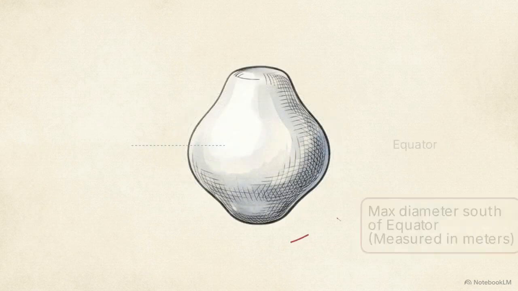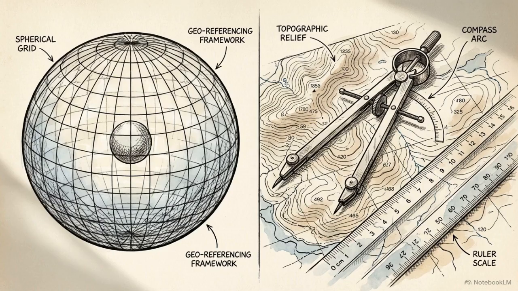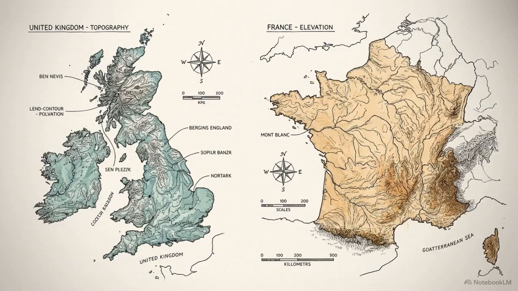Satellite measurements reveal an additional distortion. The planet is slightly pear-shaped, with its maximum diameter sitting just south of the equator. Because of these physical irregularities, mapmakers rely on geodesy to build local datums. The UK uses a 1936 model called OS-36, while France maps to NTF-70.